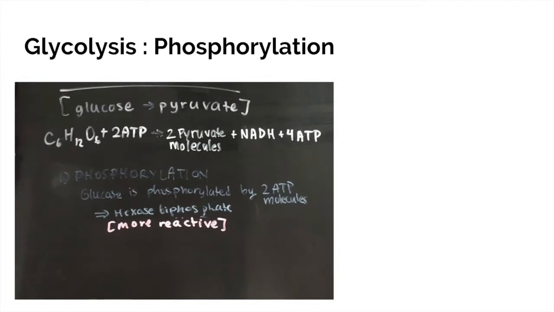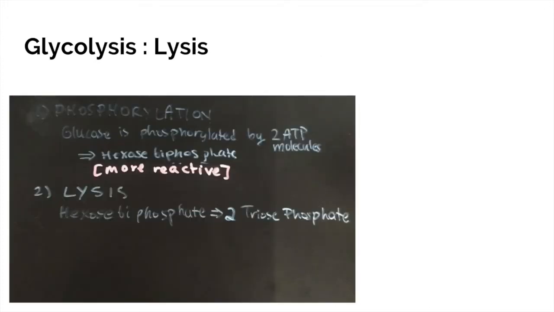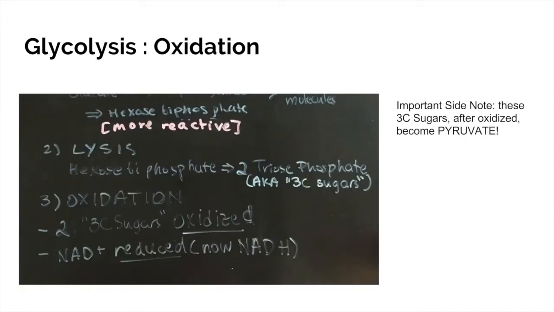The first step in glycolysis is phosphorylation. Glucose is phosphorylated by 2 ATP molecules into hexose bisphosphate. Glucose is becoming more reactive. Next comes lysis, which means the breaking apart. The hexose bisphosphate is broken apart into 2 triose phosphates, aka 3 carbon sugars.